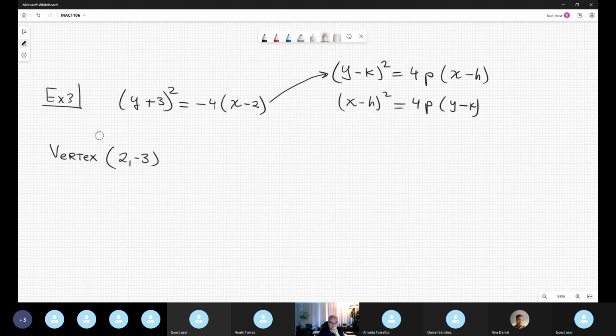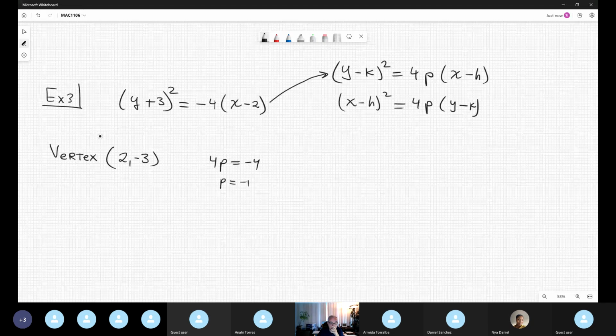Now, 4p. Who is 4p? I suppose that 4p is -4. Therefore, I associate that p is -1. Yes or no? Okay, classification. The parabola we are working on in example 3 is a horizontal parabola, yes or no? Because y is squared and x is not squared. But p is negative. So, open in what direction? If it is horizontal, we have only 2 possibilities, right or left. If negative, it is left. Yes or no?